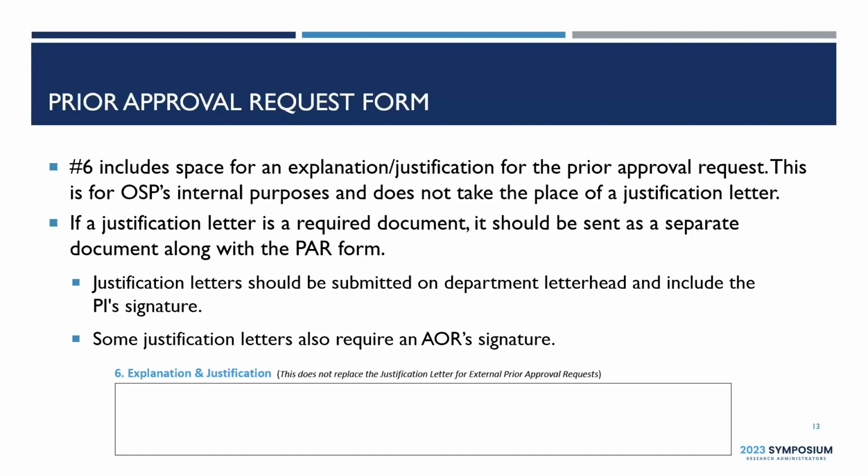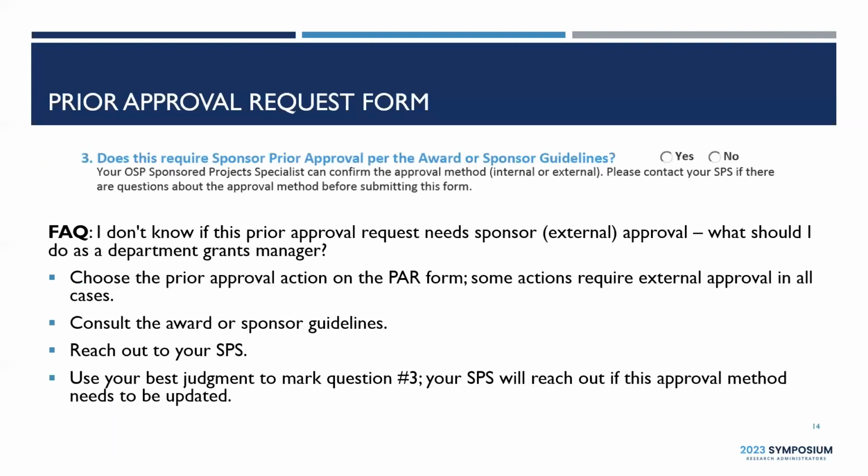And then if a justification letter is required, it should be sent as a separate document along with that PAR form to OSP. And then if you can, try to make sure it's on department letterhead. Sometimes it needs PI signature, sometimes it needs an AOR signature, and your SPS can help you figure out what you need.